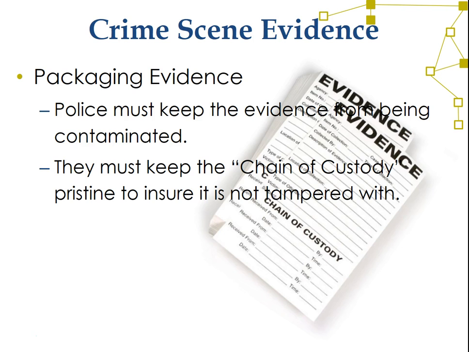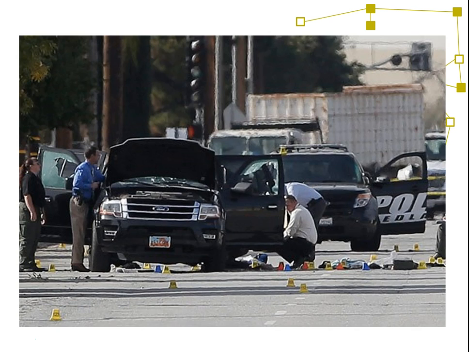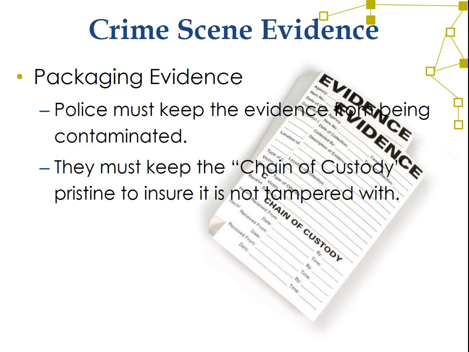Now, each piece of evidence must be packaged individually. And it is useful to have a variety of clean envelopes and containers, of course, for various sizes for this purpose. Now, if you go back to this crime scene, yes, there's a lot of evidence there. Many shell casings, clothing, I mean, just all kinds of things. But at the end of the day, to avoid contamination, you are going to have to package things individually. And each container or envelope should be labeled so that it is not necessary to open it to find out what's inside.